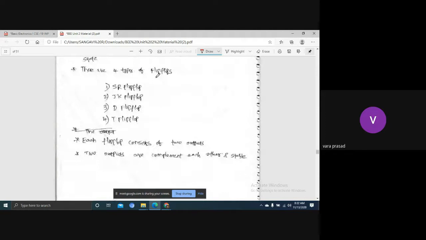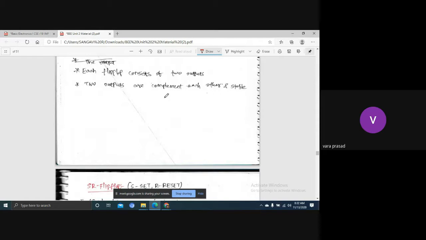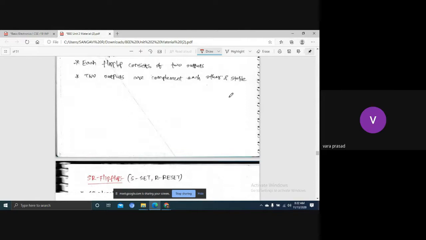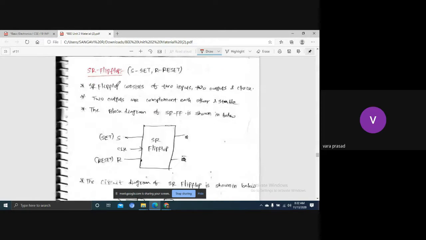There are 4 types of flip-flops: SR, JK, D flip-flop, T flip-flop. Here also, I'm explaining 4 flip-flops, but they can ask any randomly. Each flip-flop consists of 2 outputs, and the 2 outputs are complement of each other. Now first we will discuss about SR flip-flop. What is meant by S? Set. R means reset. SR flip-flop consists of 2 inputs, 2 outputs and clock. 2 outputs are complement each other and stable.